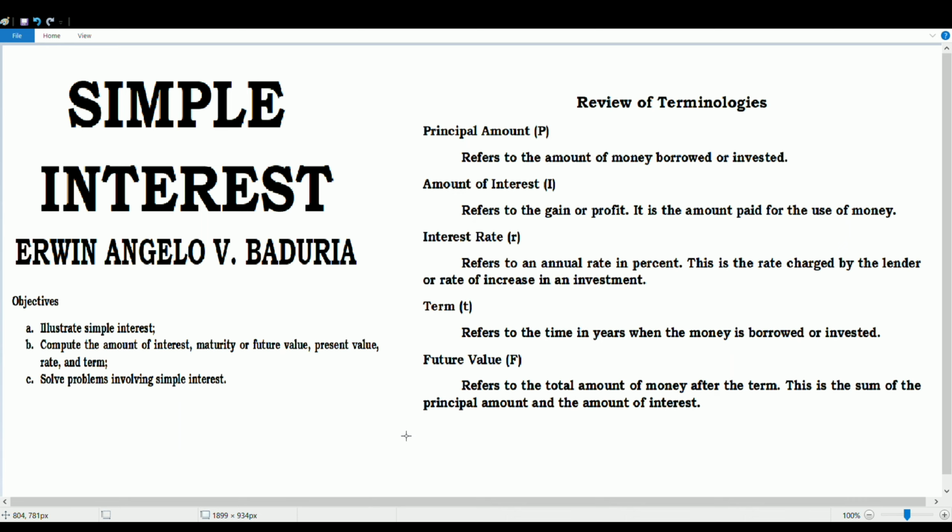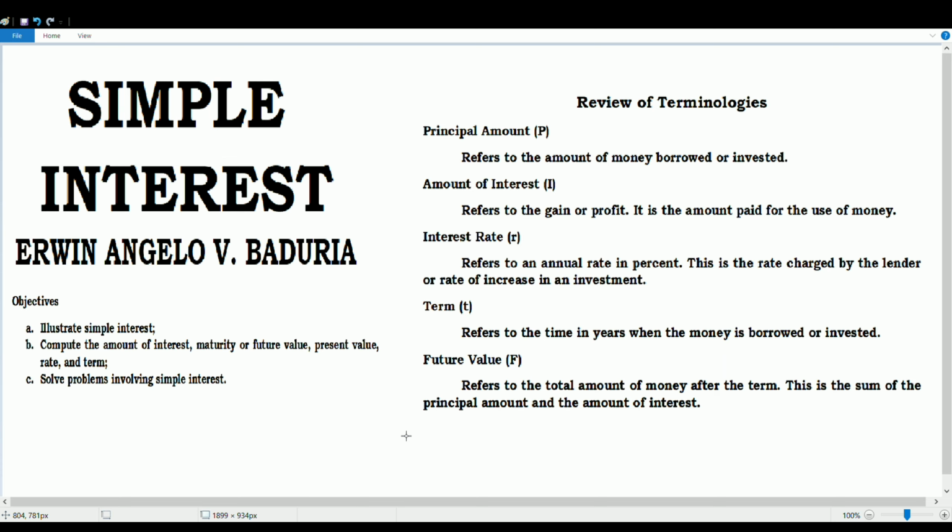Now, before we start our discussion, let's review first some of the terminologies of business mathematics. Number one is principal amount. It is denoted by uppercase letter P, and it refers to the amount of money borrowed or invested. Second is the amount of interest, denoted by uppercase letter I. This refers to the gain or profit. It is the amount paid for the use of money.